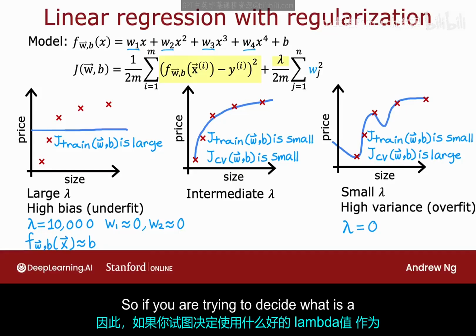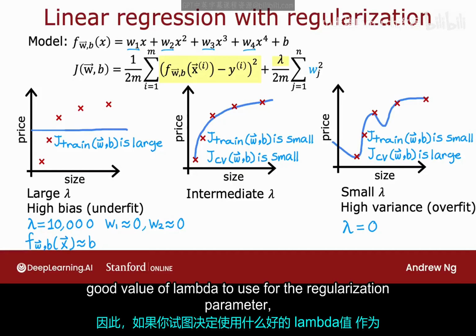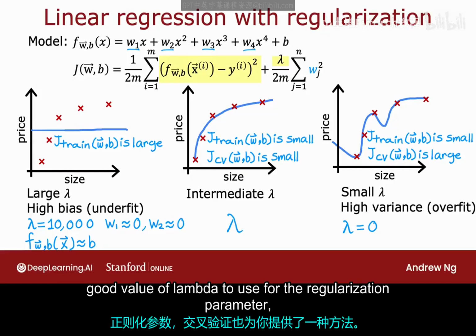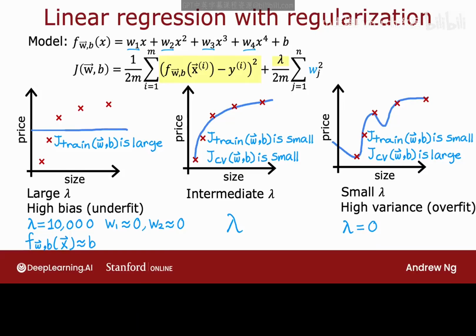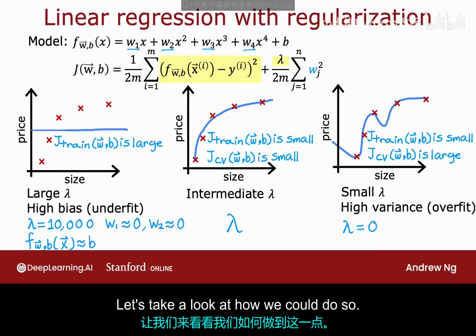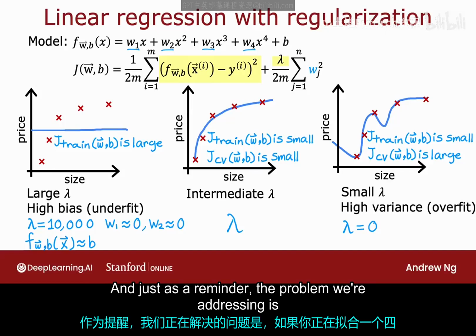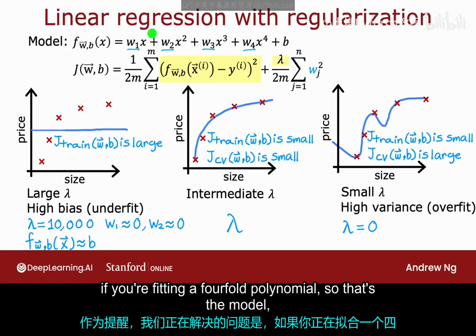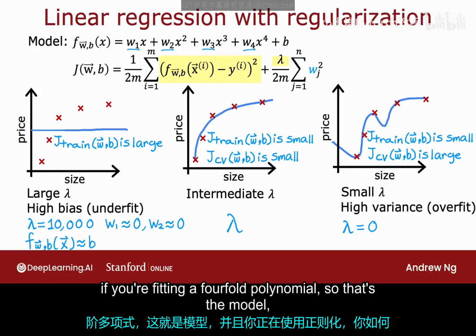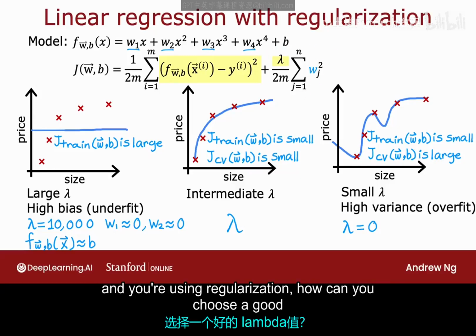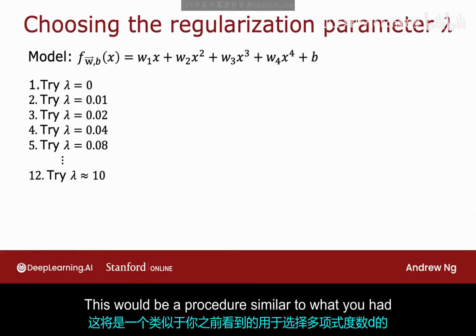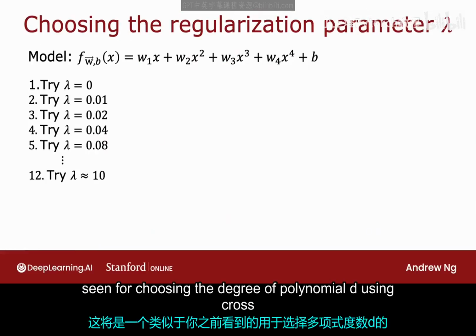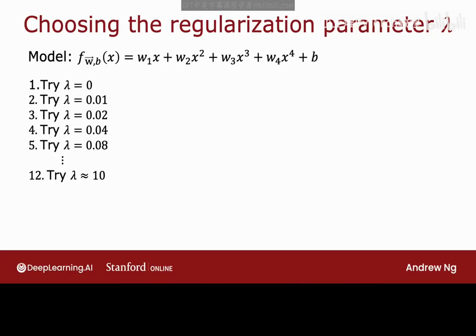So if you are trying to decide what is a good value of lambda to use for the regularization parameter, cross-validation gives you a way to do so as well. Let's take a look at how we could do so. Just as a reminder, the problem we're addressing is: if you're fitting a fourth order polynomial, so that's the model, and you're using regularization, how can you choose a good value of lambda? This would be a procedure similar to what you had seen for choosing the degree of polynomial D using cross-validation.